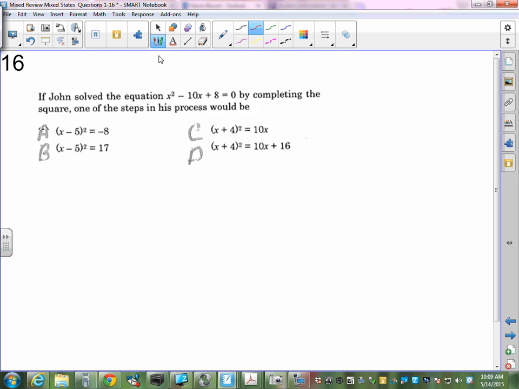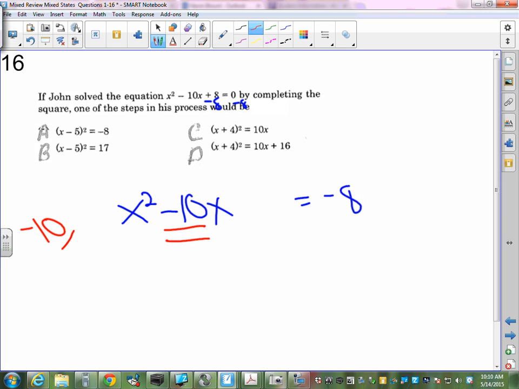And let's see. We are completing the square, so we have to review that process again. Remember, with completing the square, you begin by putting all the x's on one side. You move the number to the other side. What do we do with that negative 10? What's half of negative 10? And then what do we do with negative 5? What's negative 5 squared? And then what do we do with 25? Add to both sides. So add 25 here, add 25 here.